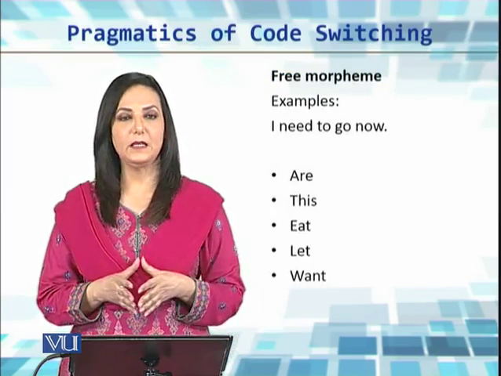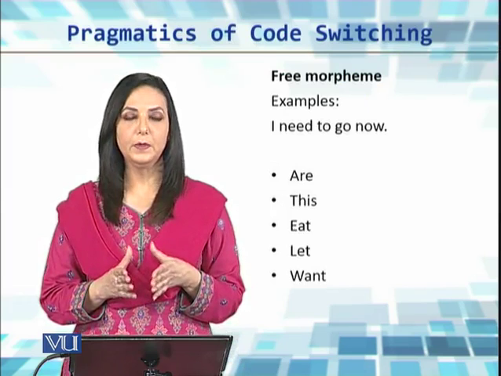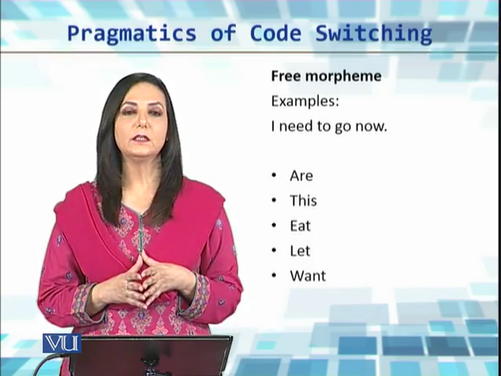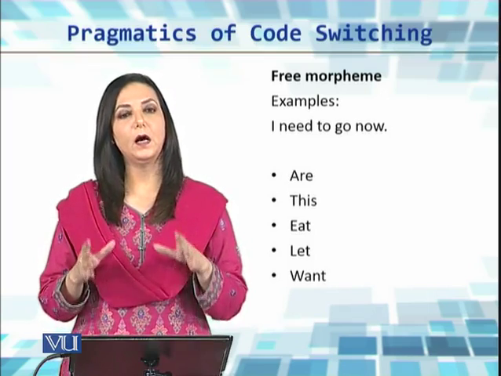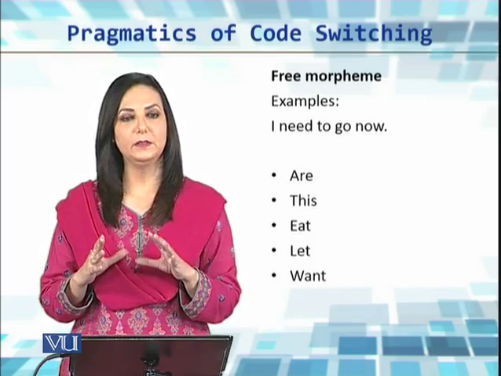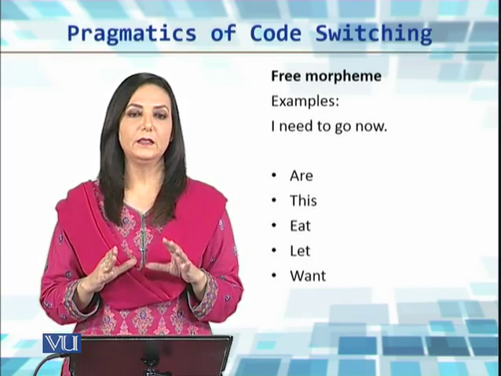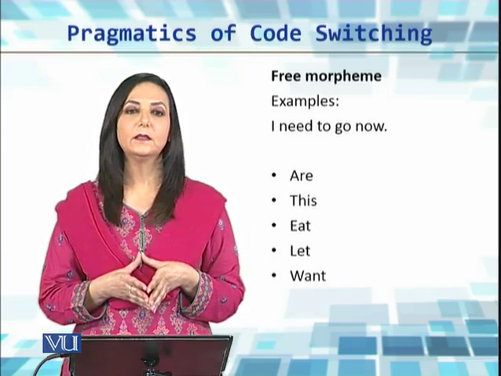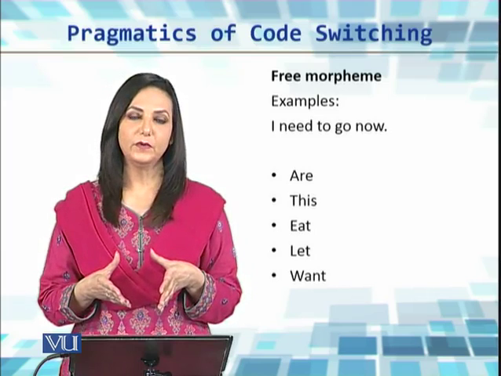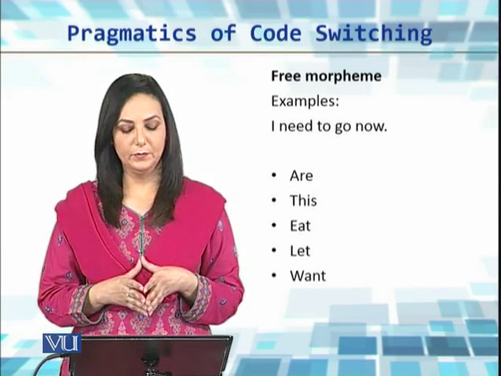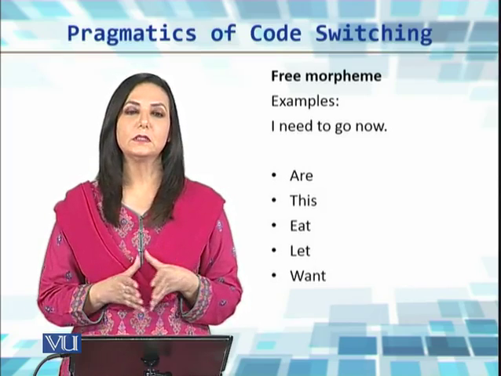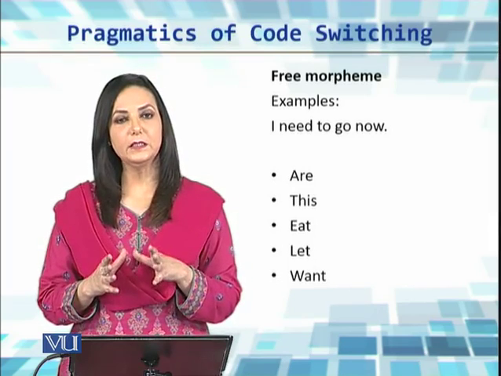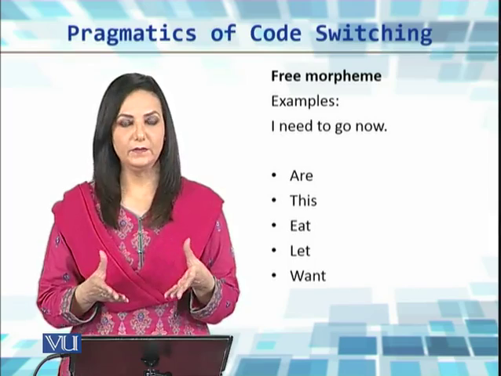Let's take a look at some examples. A word like R is a free standing morpheme because it can stand on its own as a word. So R is a completely meaningful word, therefore it's a free morpheme. It is as meaningful as any other word. Similarly, the word this is a freestanding morpheme because it is also completely meaningful. Eat, let, want, all these are examples of freestanding morphemes because they are complete in meanings and cannot be broken any further.